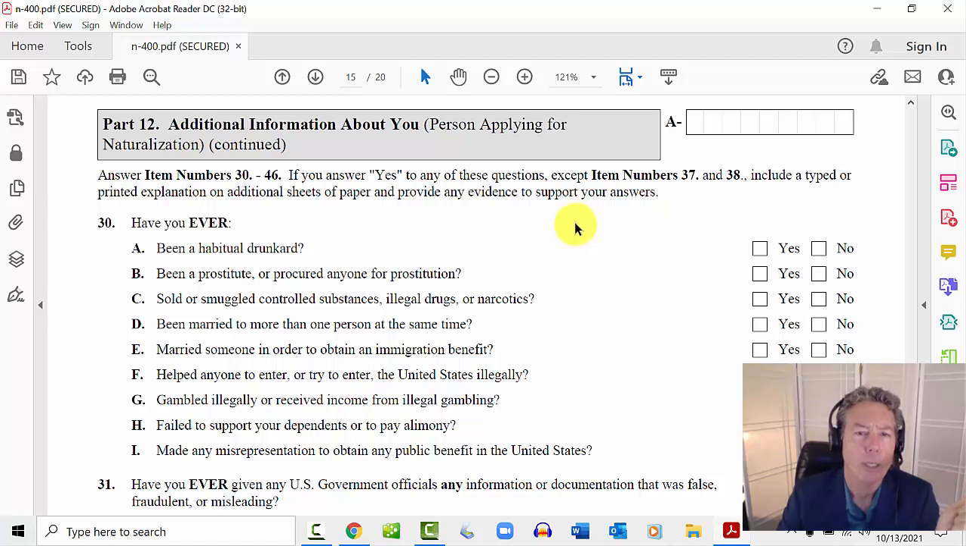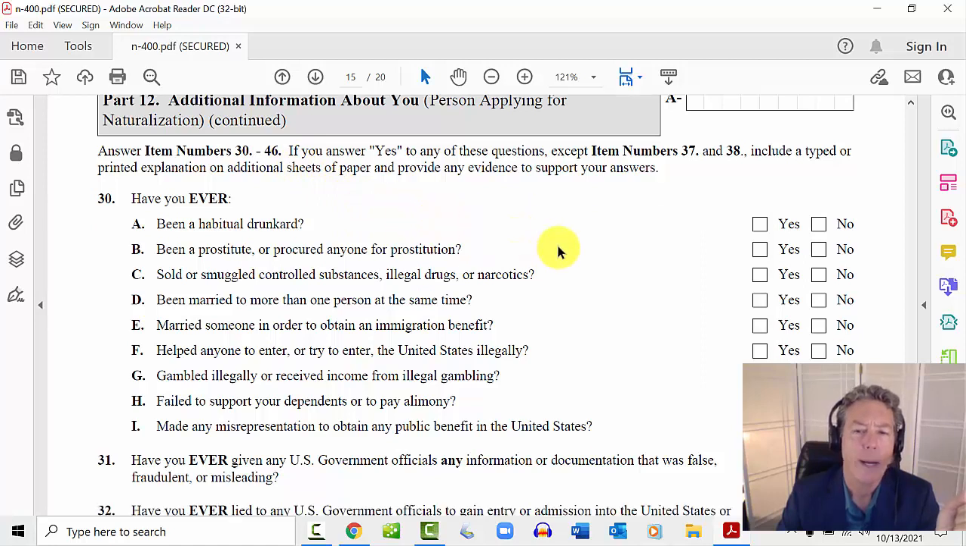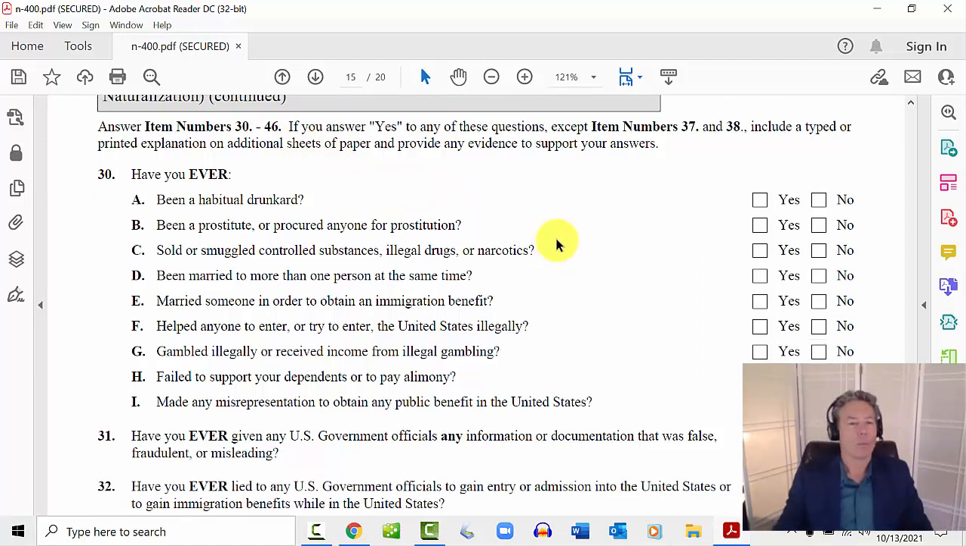So now Part 12, Additional Information, questions 30 through 46. Okay. Now these are ones where we have grounds of inadmissibility. Some of these are reasons to deny your green card. So you're going in there as a permanent resident. So if you say yes to one of these, you've got a double whammy, right? Not only will you not get your citizenship, but you may not be able to keep your green card. So if you're saying yes to any of these, you've got to be really careful.